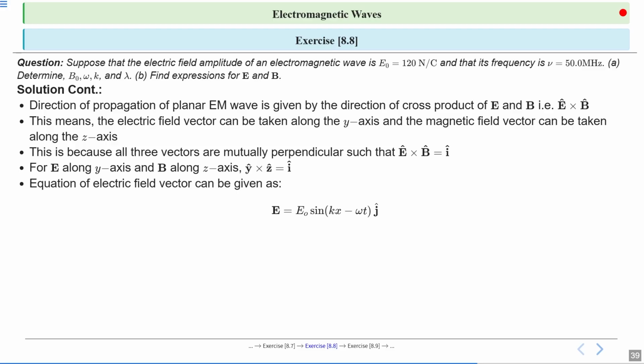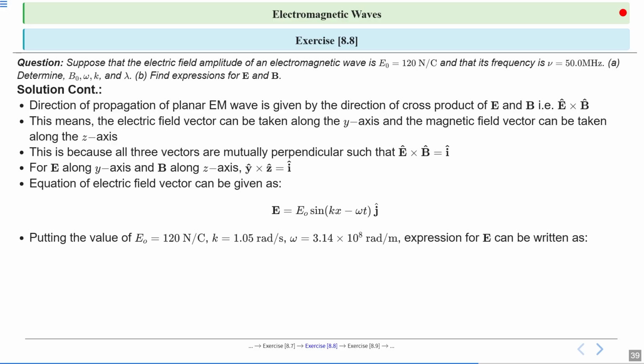Now put in the values we have calculated for K, omega and also E naught. Putting E naught equal to 120 Newton per Coulomb, and the values of K and omega in the expression of E, E will become 120 sine (1.05 x minus 3.14 into 10 power 8 t) J cap Newton per Coulomb after putting all the values.